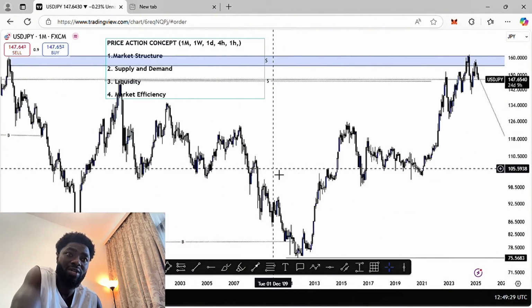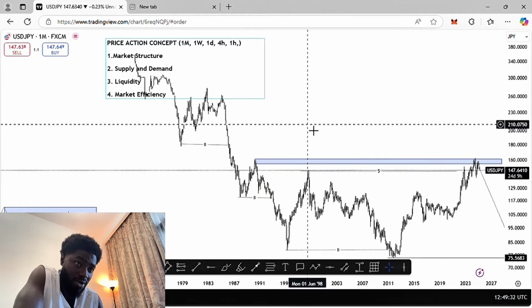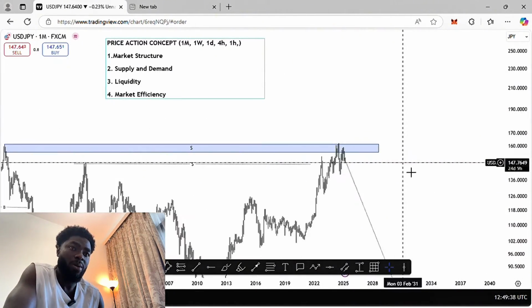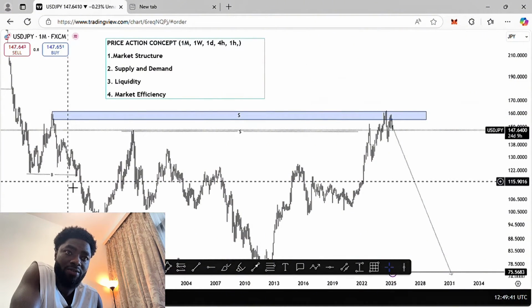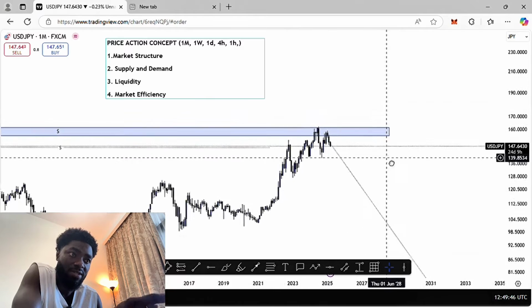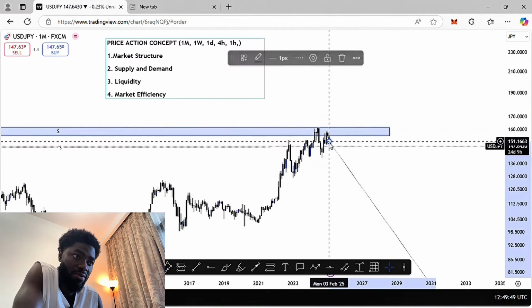Now we can trade in the monthly time frame, so let's scale down to the lower time frame to actually find daily opportunities. Okay, so we have our break of structure, our supply zone, our liquidity, supply zone mitigated. Now let's see if we can find opportunity in this area.